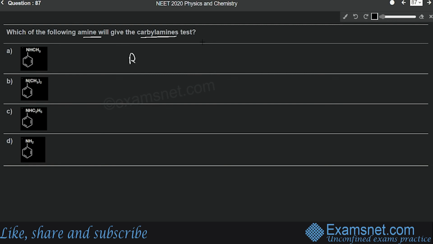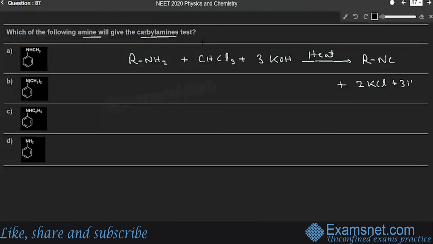We have a primary amine. It can be aliphatic or it can be aromatic. It has to react with chloroform, CHCl3, plus ethanolic potassium hydroxide. Then what will we get on heating this? We'll get isocyanide, that is carbylamine, plus potassium chloride and water will be formed.